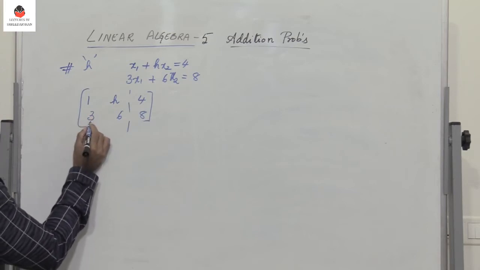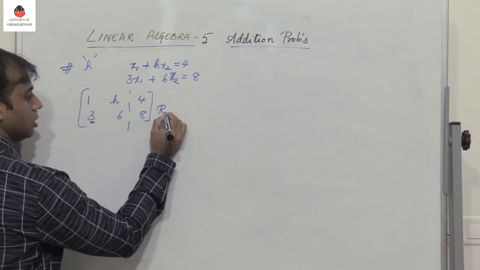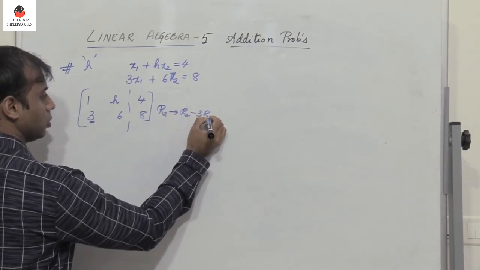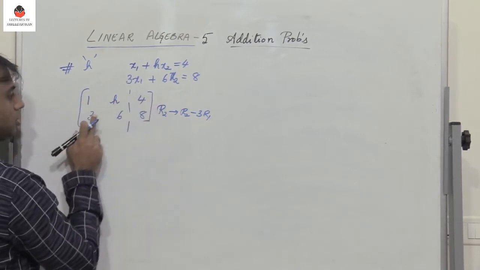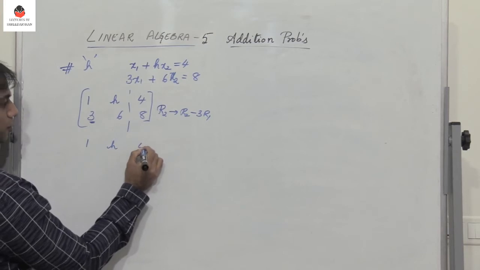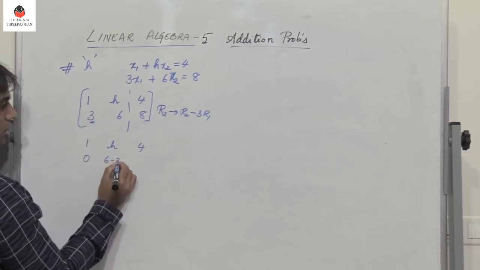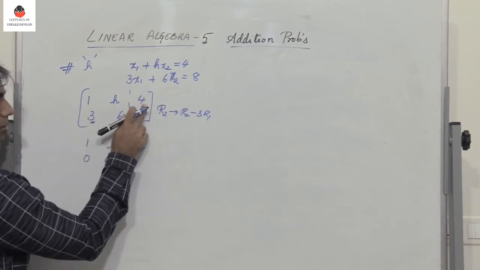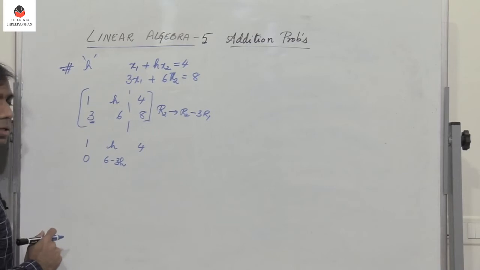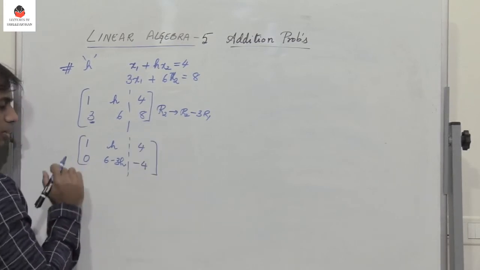First of all, I need to make this element 0 because this is the leading entry, isn't it? So R2 becomes R2 minus 3 times R1. So multiply row 1 by 3 and then perform R2 minus R1. So I get 1 h 4, then 3 minus 3 is 0, 6 minus 3h. Remember, we are multiplying row 1 with 3, and 8 minus 3 into 4, which is 12, so we get minus 4. So this is the augmented matrix.